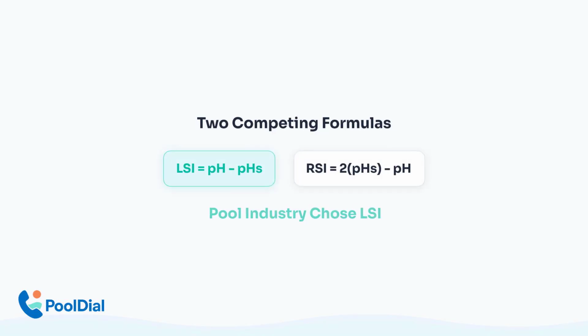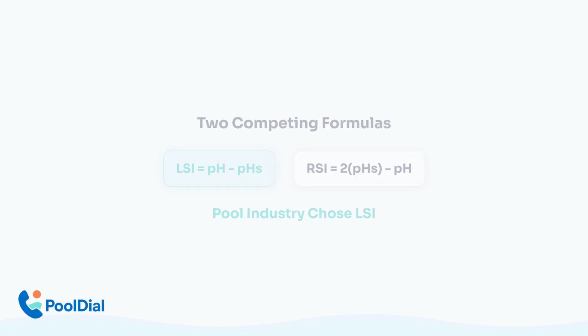In 1944, John Ryznar published a competing formula. RSI equals 2 times pHs minus pH. Ryznar predicted the magnitude of scale or corrosion, not just the direction. Industrial cooling adopted Ryznar, but pool stuck with LSI. Direction matters more than rate.